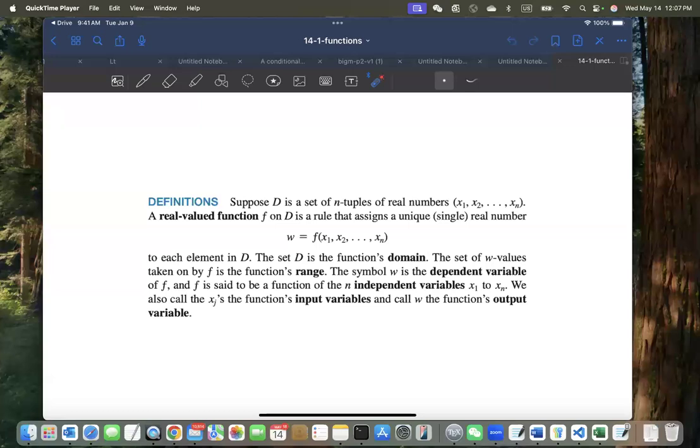It's up to you. So the values assigned to the variables are independent variables, or input variables. And w is called the dependent variable, or output variable. They are the same. The set of values of x1, x2, ..., xn, the input variables, is called the domain, and the range is the set of all w values, the output variable.